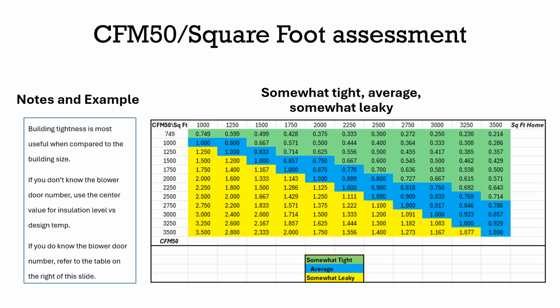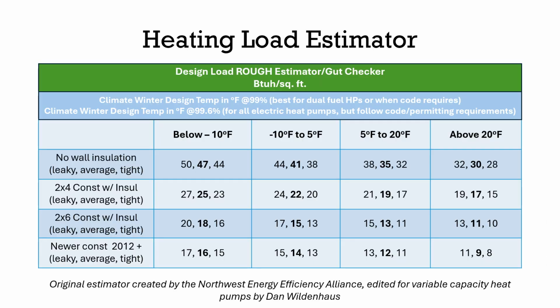If, however, that building was 2,000 square feet and had a 1,750, I would say, okay, that's in the blue, that's an average house. If it was a 2,500 square foot house, however, it would be 0.7 right here in the green. I would say it's a somewhat tight house. So that's the first thing you can do, is use this part of the tool just to help translate a blower door number into somewhat tight, average, and somewhat leaky. So here we have our heating load estimator, gut checker, guesstimator, whatever you want to call it.